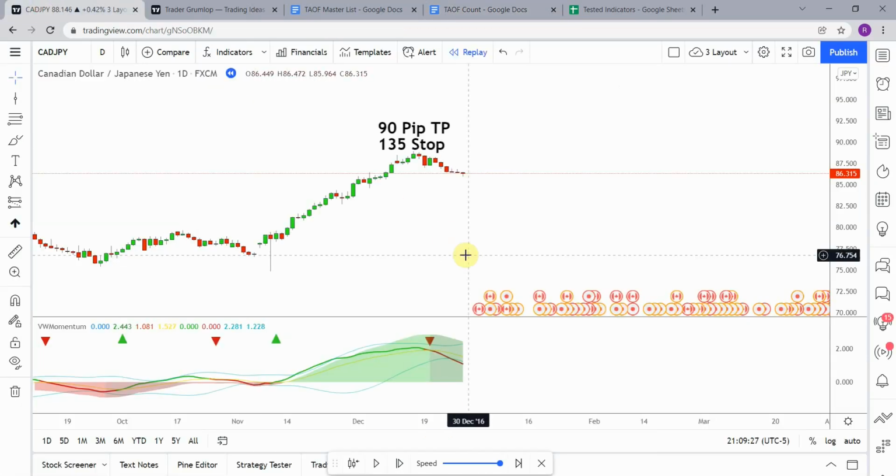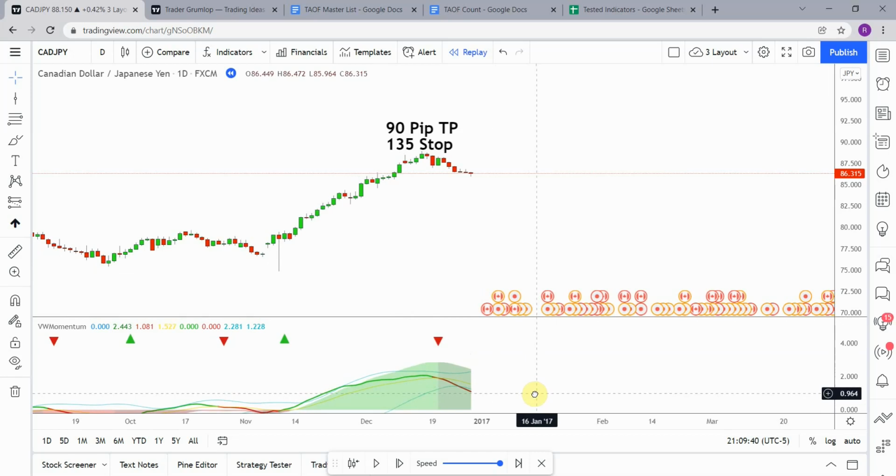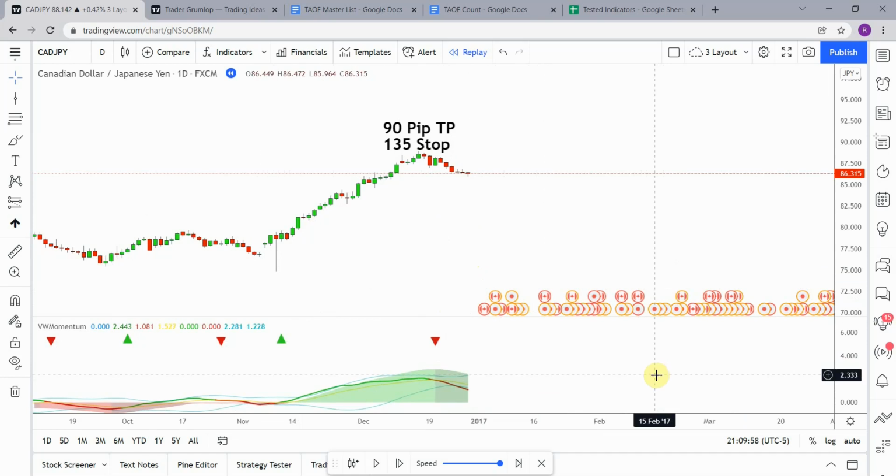Alright, so today's indicator is the volume weighted momentum indicator. And you can see it here on the bottom of the screen. And the setup on this is relatively easy. So when we get a red arrow pointing down, we are going to go short. When we get a green arrow pointing up, we are going to go long. That's the setup on this one. That's what we're looking for. Let's go ahead and get on with the testing and see what we can get out of this.